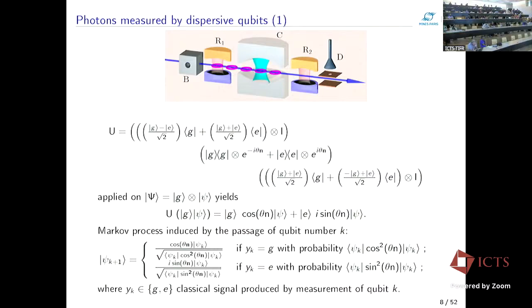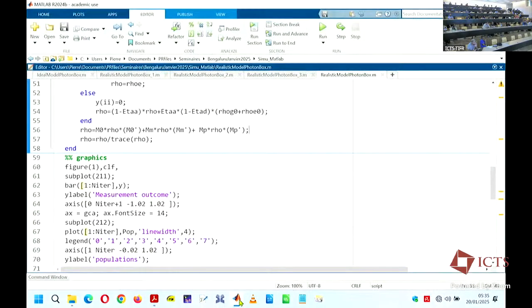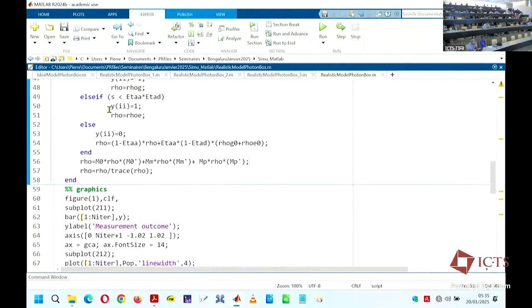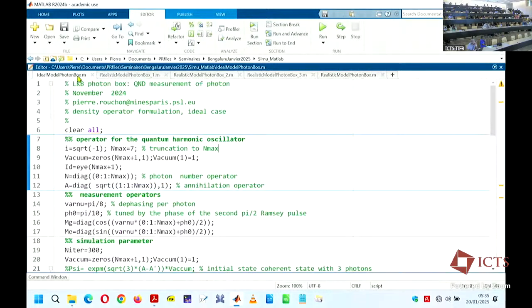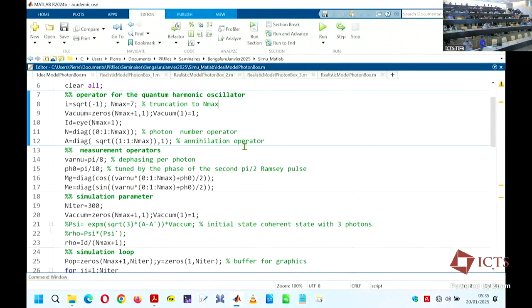I guess I have it here. Yes, it is here. So this is the ideal model. So you see, it is something that you can directly use. I use MATLAB because I am a dinosaur in programmation. Now you use Julia or some much more elaborated language.